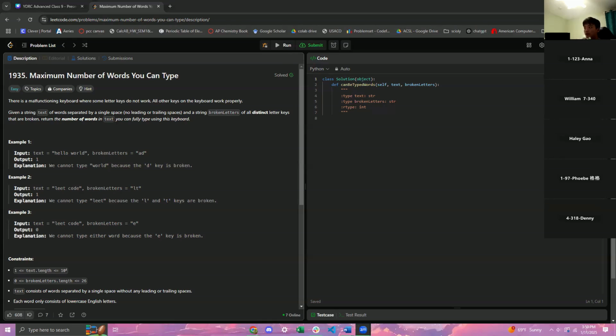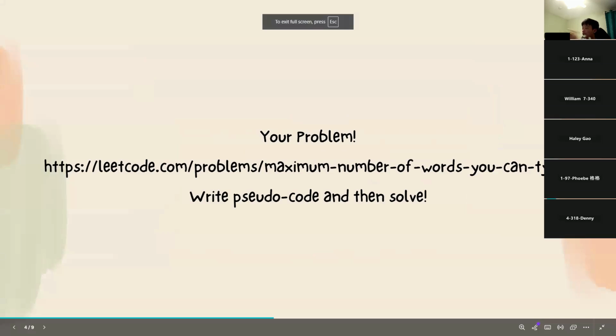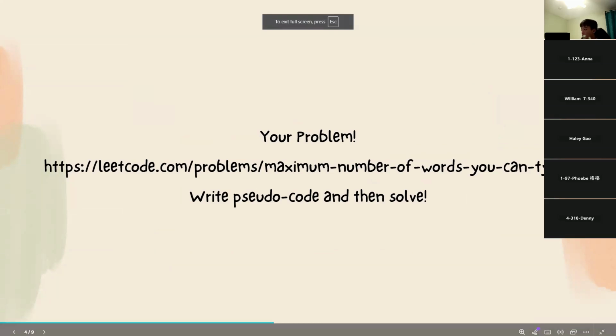Okay, so let's go over the solution. Now let's see how we could have written the pseudocode.